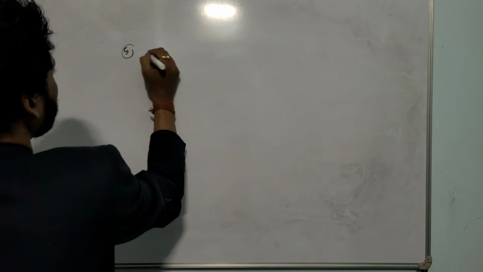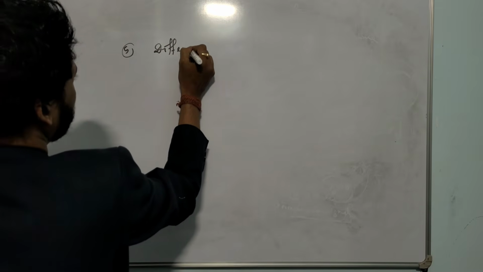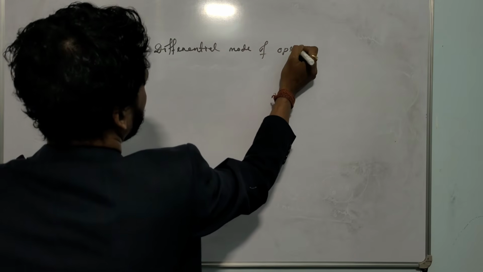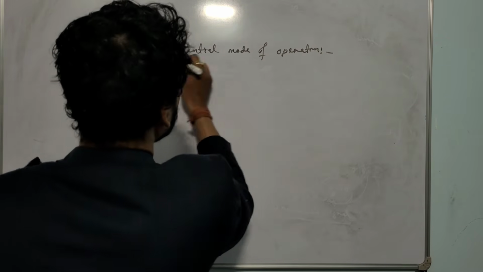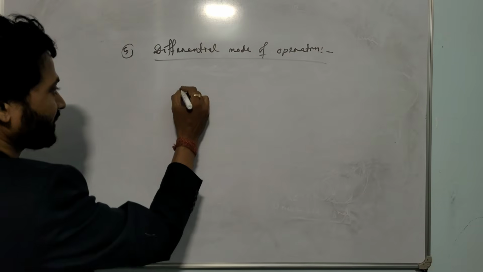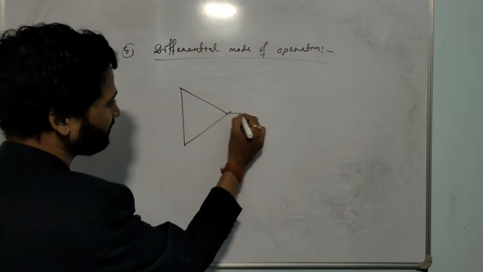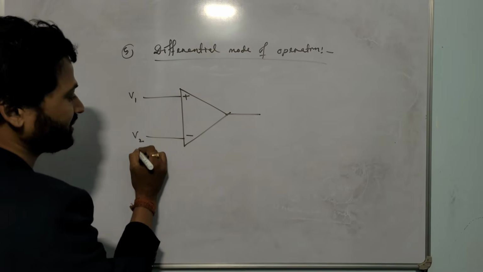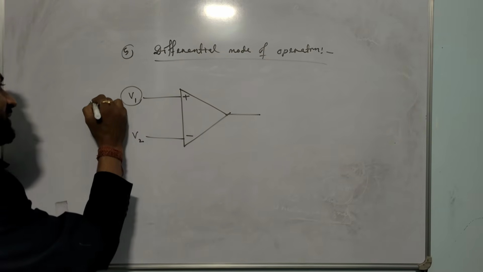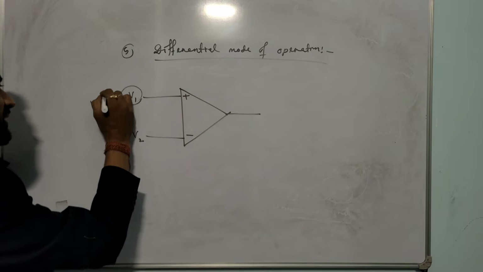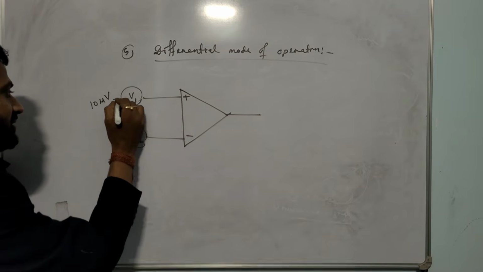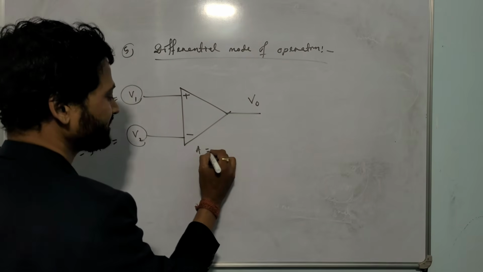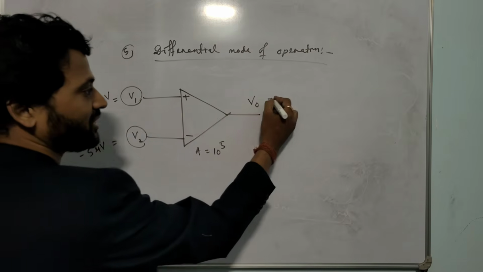Next is differential mode of operation. Differential mode of operation क्या है? देखो, अगर आपके पास एक ओपाम है, ये प्लस एंड माइनस टर्मिनल, ये V1 एंड V2, ठीक है. If V1 is, let it be 10 microvolt, and V2 is, let it be minus 5 microvolt, and gain factor is, let it be 10 to the power 5. What is the output? Tell me.